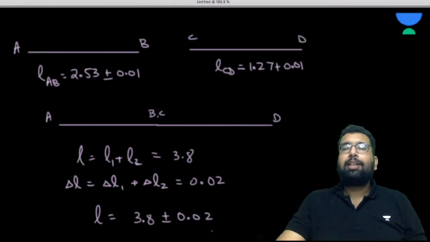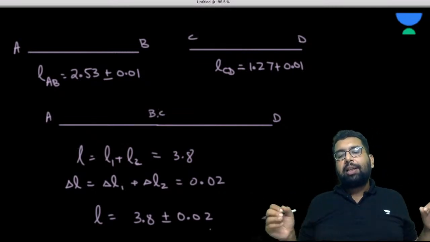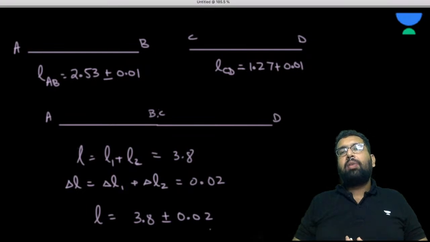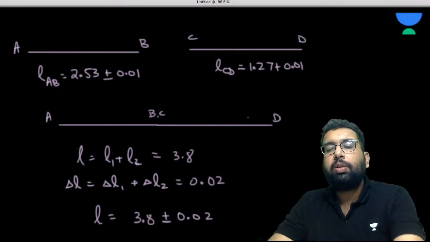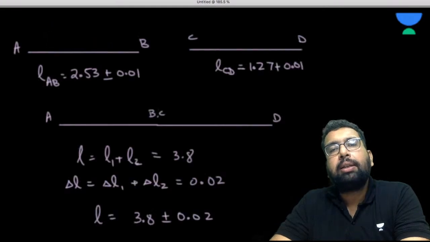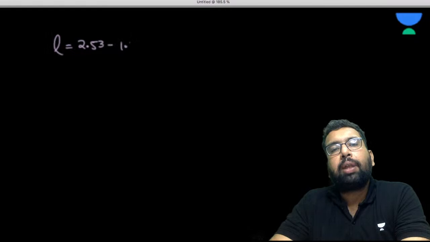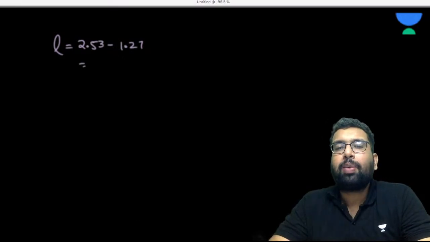Now please understand this. Let's say this L1 and L2 are to be subtracted. So it's 2.53 minus 1.27. If they need to be subtracted, I can write L is equal to 2.53 minus 1.27. So we can have it calculated now. We all can do it.